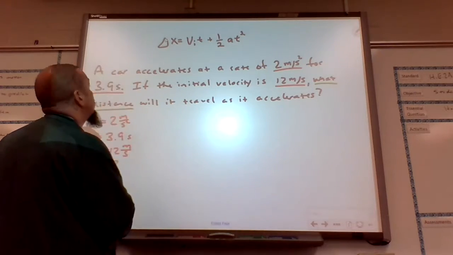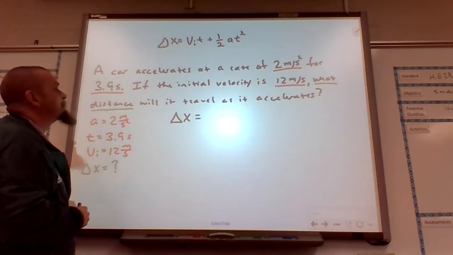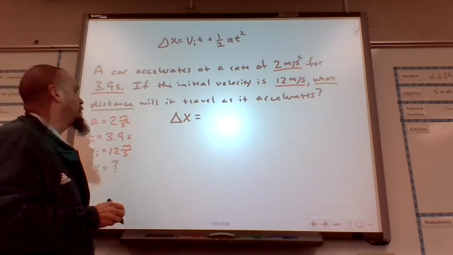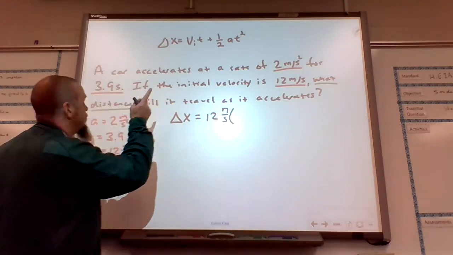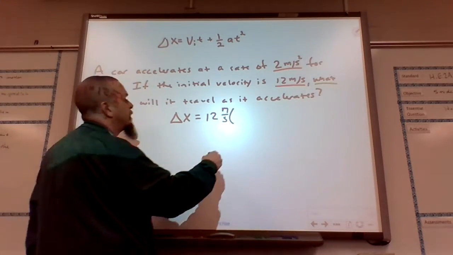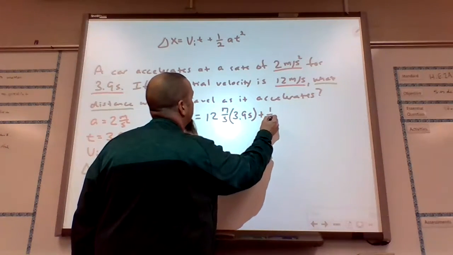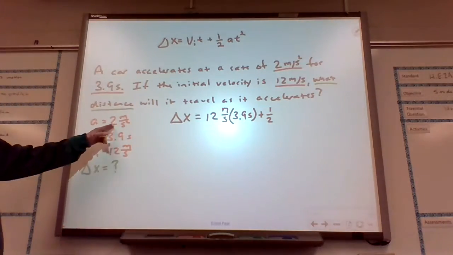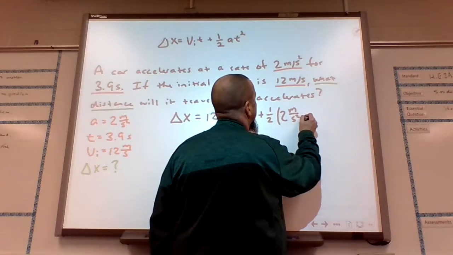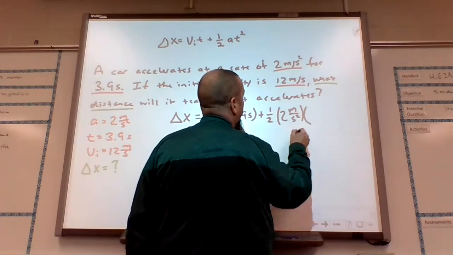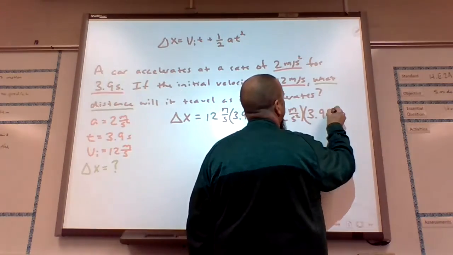So let's go ahead and sub everything out. Delta x, that's what we're trying to find. Vi is next. Vi is 12 meters per second, times t, the time is 3.9 seconds, plus 1/2 a, a is 2 meters per second squared, and then our time is 3.9 seconds again. This time we're going to square it.